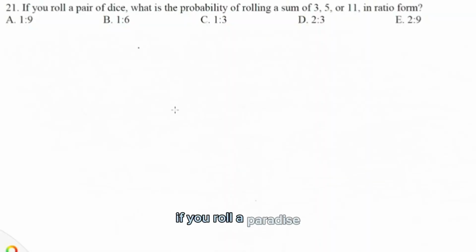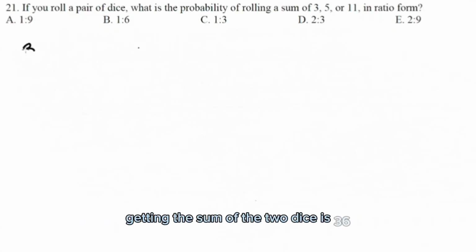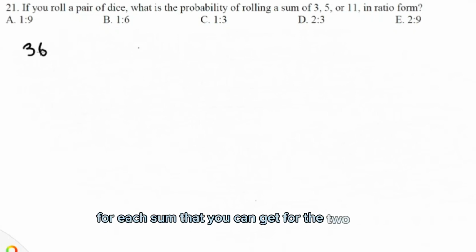If you roll a pair of dice, what is the probability of rolling a sum of 3, 5, or 11 in ratio form? Alright, so there's two things you need to know about this problem. First, when rolling a pair of dice, the total amount of combinations you can get is 36. And there's a predetermined number of combinations for each sum that you can get from the two dice.